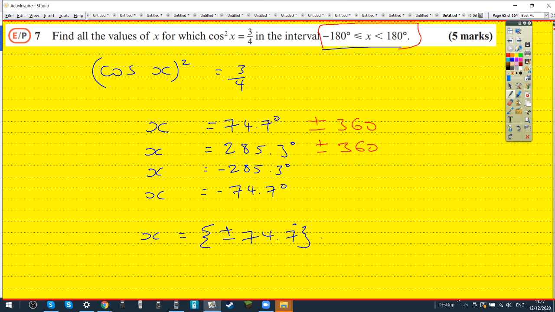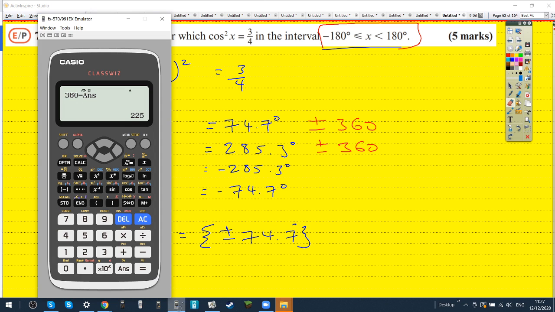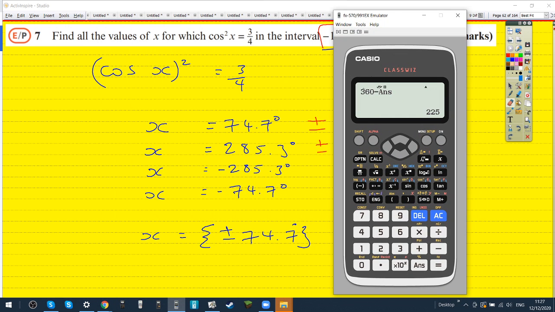Plus, or hold on. Was your original answer wrong? Did you do squared? Oh, I know. Hang on. That doesn't make sense. Are you sure about your original? How did you get this one? You put it in the calculator? I did brackets cos x, close brackets squared, equals 3/4.